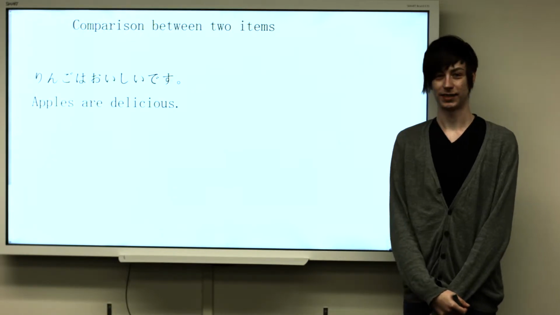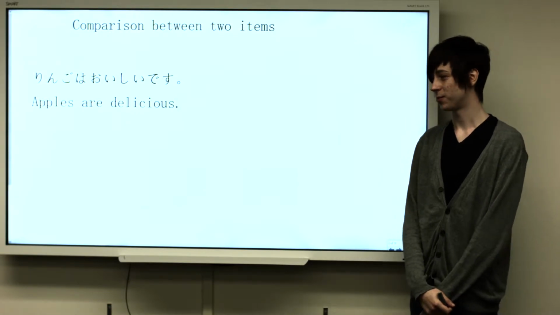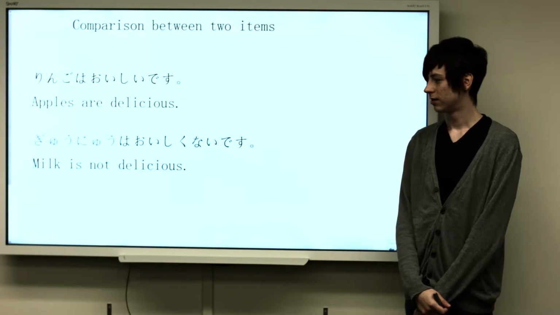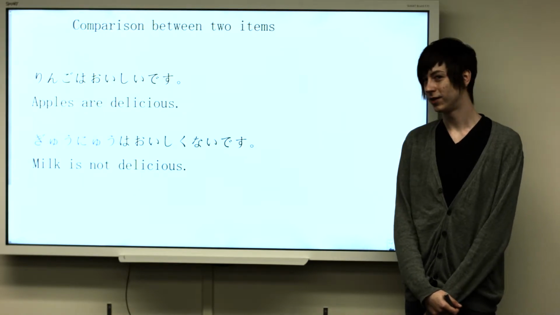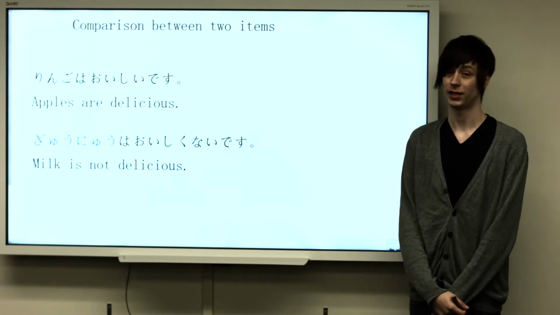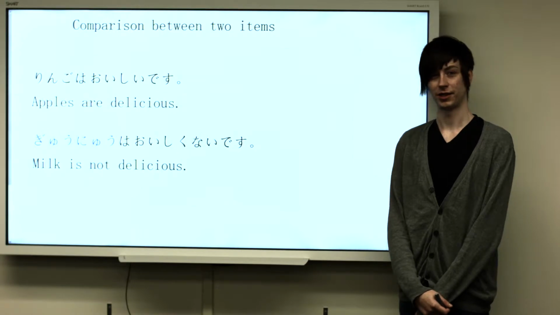So let's look at a couple sentences just to start off. If you want to say apples are delicious, ringo wa oishii desu. But milk is not delicious. Gyunyu wa oishiku nai desu. So which one is the most delicious out of the two?